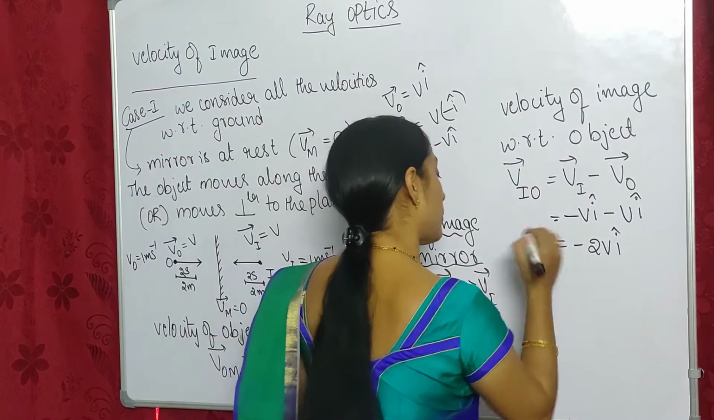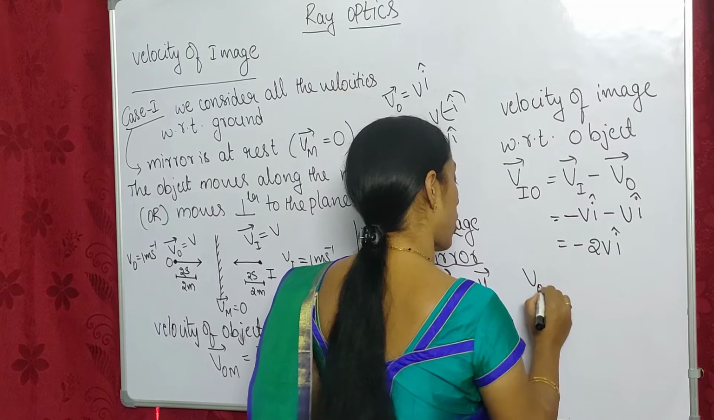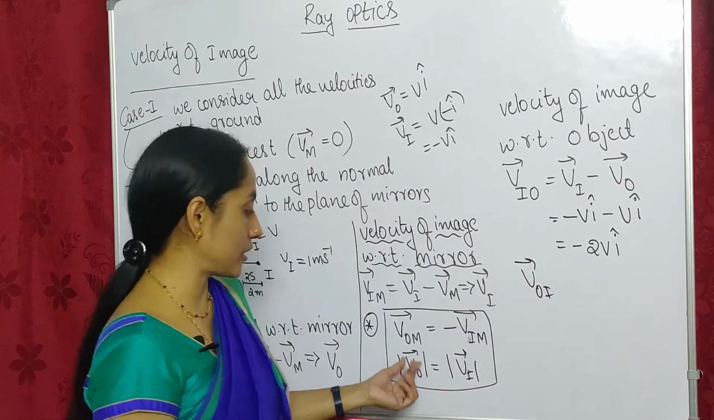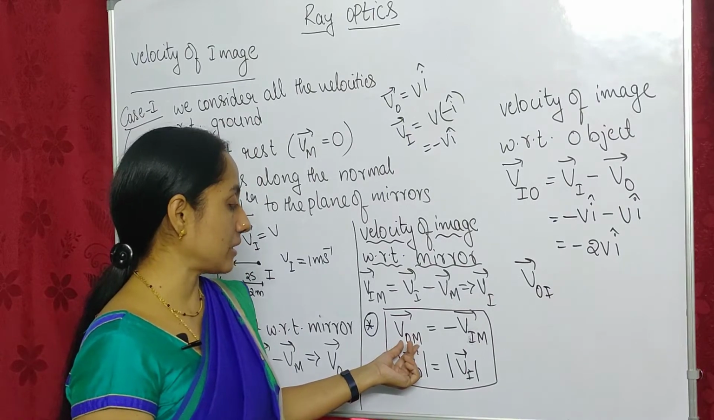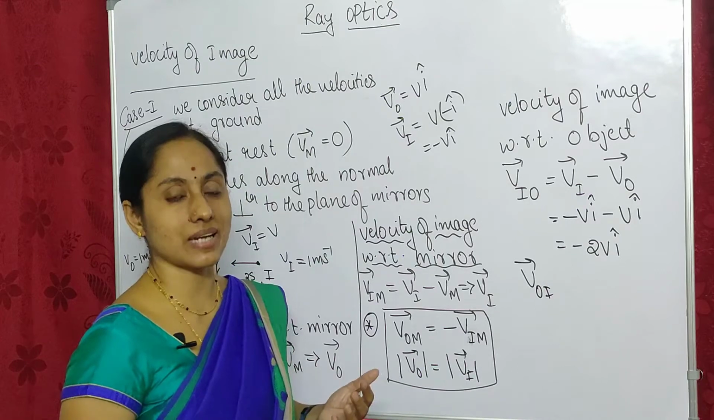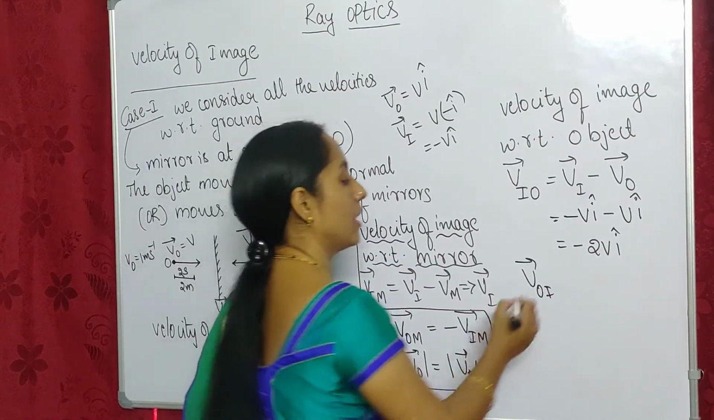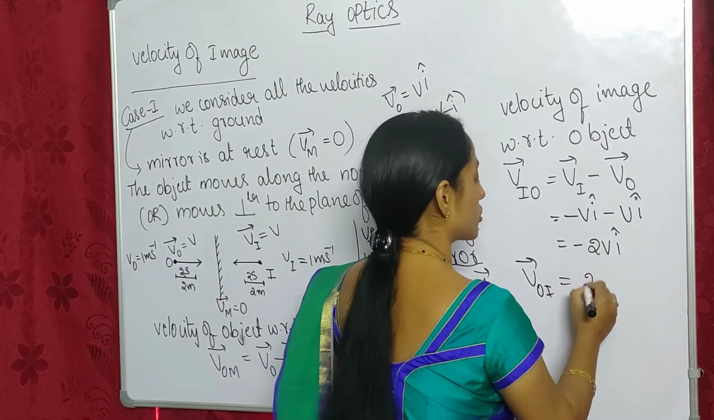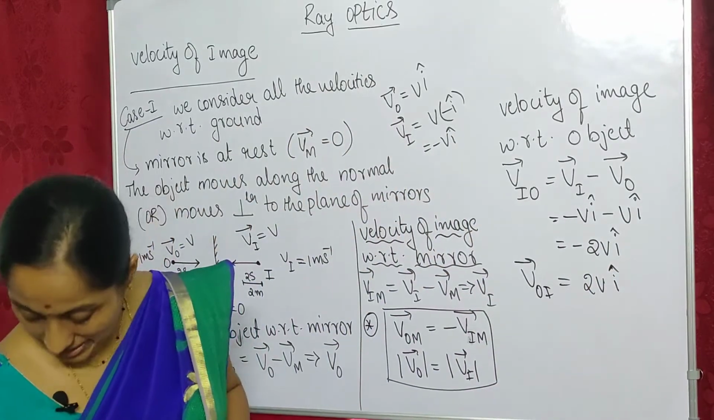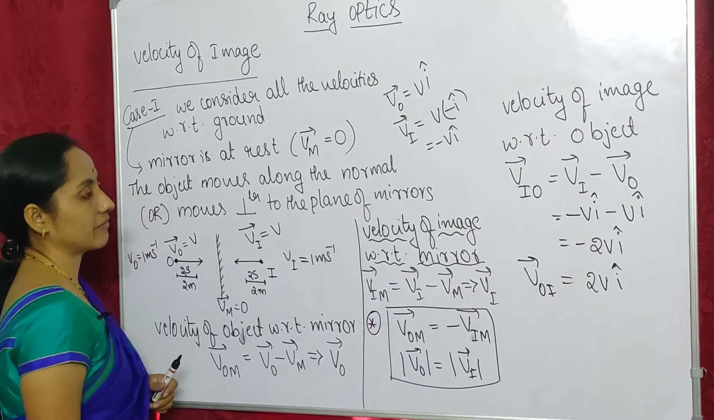So minus 2v i cap: this is the magnitude and this is the direction. Now if you are asked to find the velocity of the object with respect to the image, is it possible? Yes, because the velocity of object and velocity of image are opposite in direction and the same in magnitude. So only the direction changes, and it is 2v i cap.